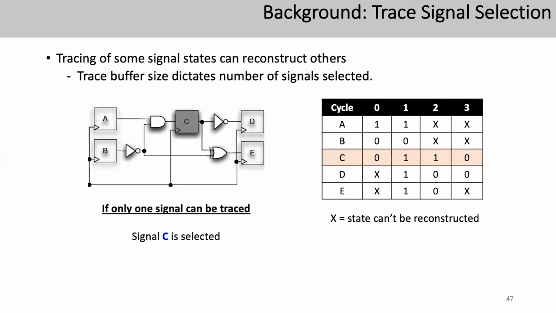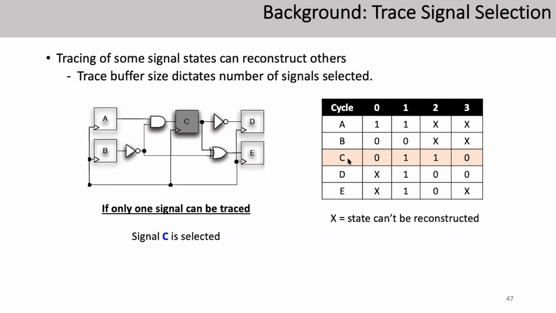So this whole state restoration logic is used to trace the signals. You store the signals which give the highest restoration. Let's see this example where you have a system of 5 flip-flops. So you are tracing C, and you're trying to restore A, B, D, and E.